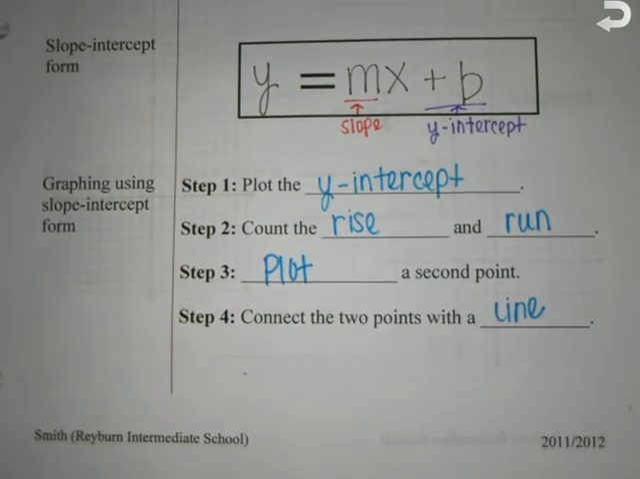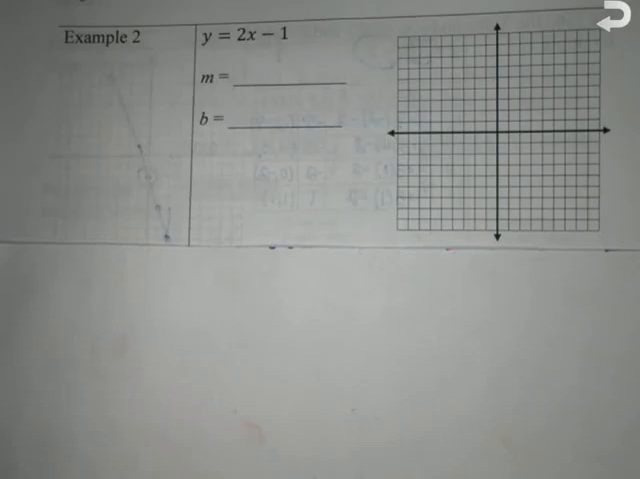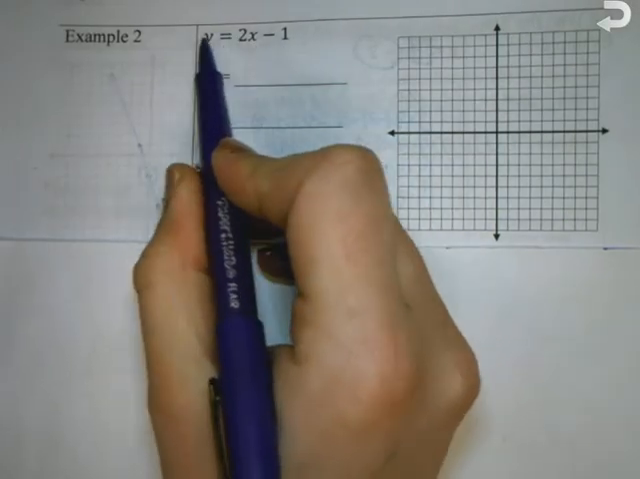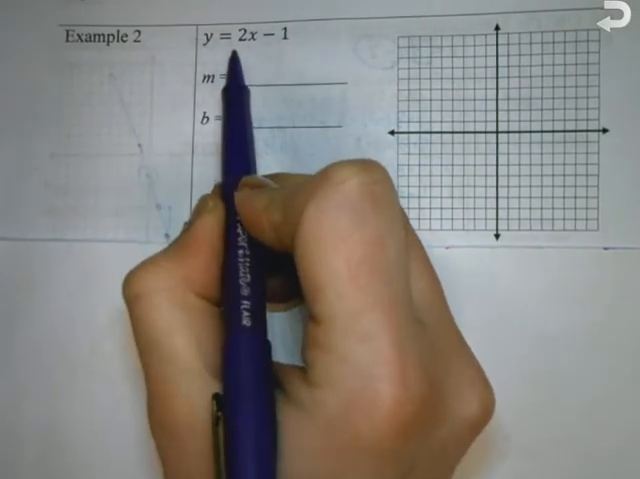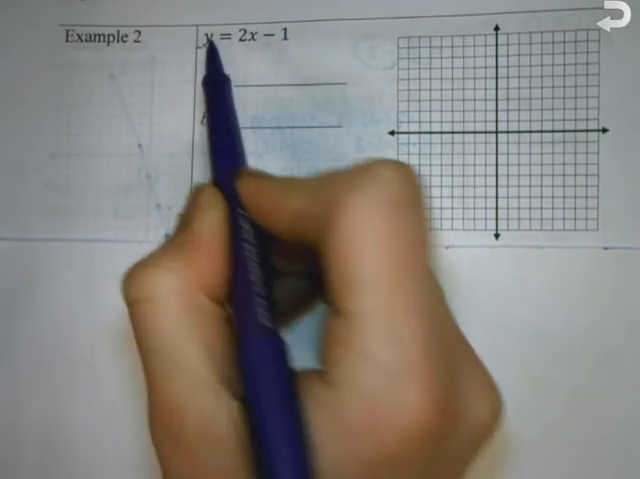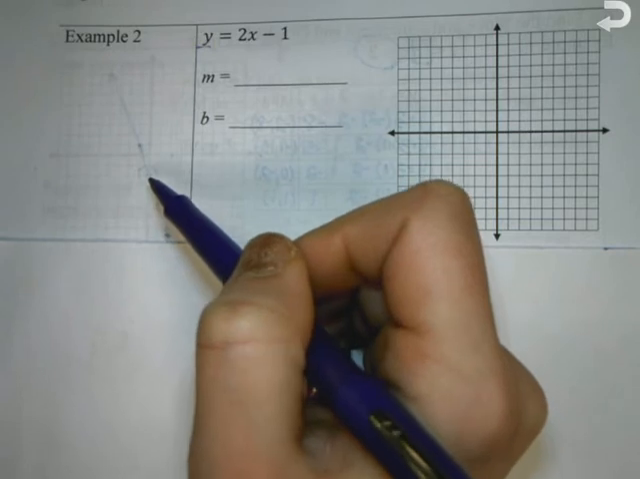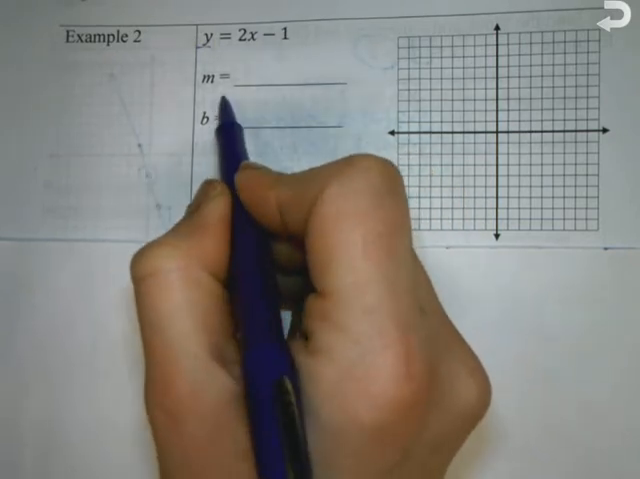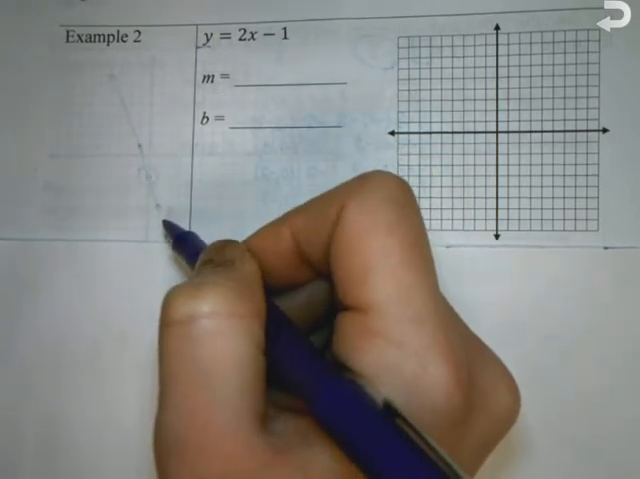So we're going to do one of these together, guys. Example 2, our equation is y equals 2x minus 1. First of all, is this in slope-intercept form? Yeah, because I have y by itself, right? So the first thing we want to do is find the y-intercept, that b term. Which one was the b term? Negative 1. Negative 1, good. So it's y equals negative 1.